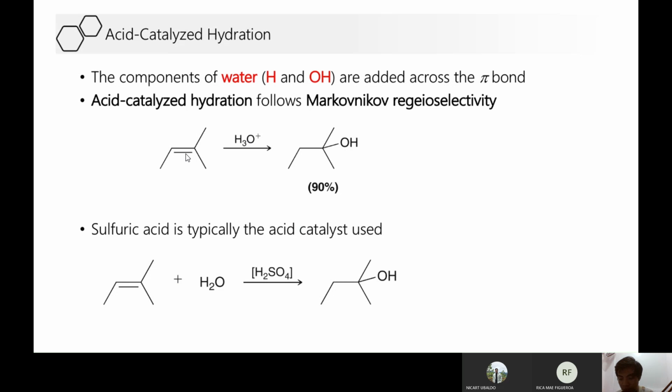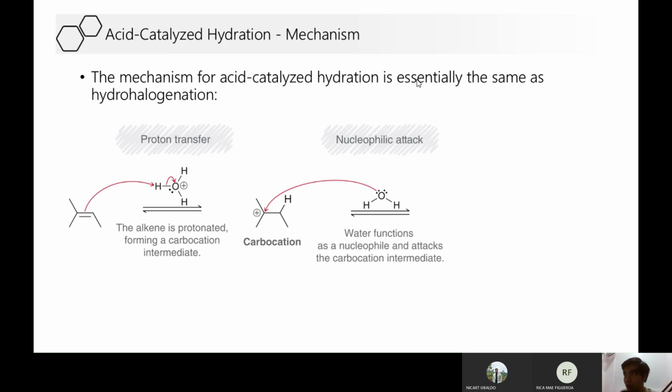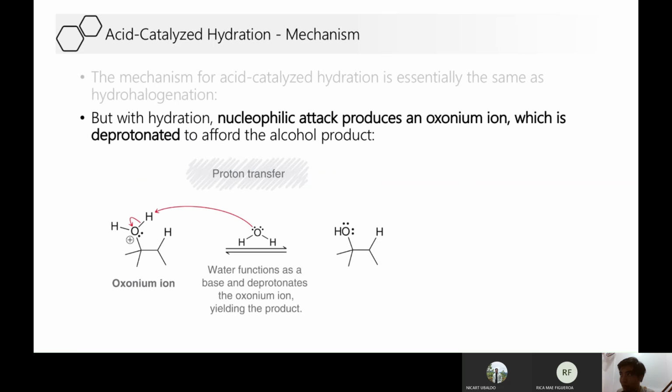What will happen here is that your double bond will attack the hydrogen. Okay, so you will have a carbocation. Then your water will serve as a Lewis base or a nucleophile. The electron of the oxygen will bond to that carbocation. So when this lone pair attacks the carbocation, you will have what we call an oxonium ion.